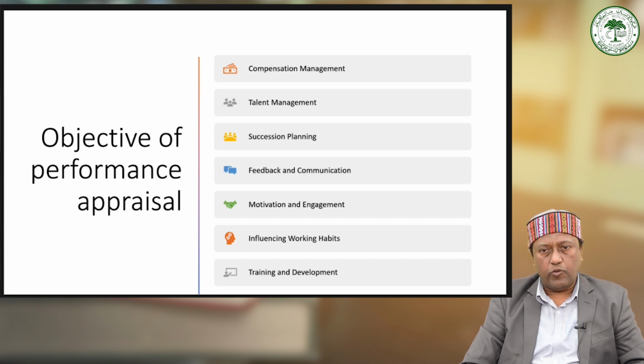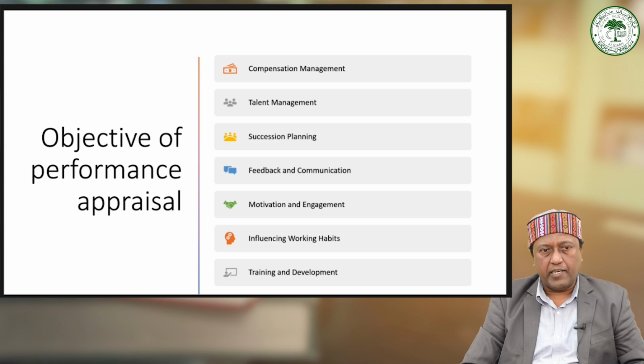Another objective is influencing working habits. Performance appraisal provides managers with insights into employees' work habits, behaviors, and performance trends. By identifying areas for improvement, managers can provide targeted feedback and coaching to influence employees' working habits positively. This encourages continuous improvement and enhances overall organizational performance.